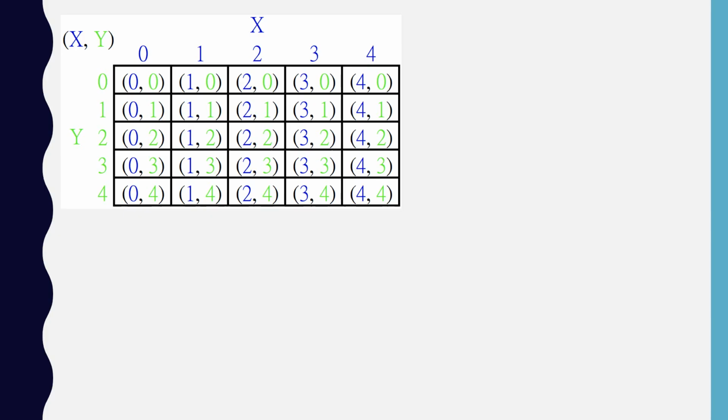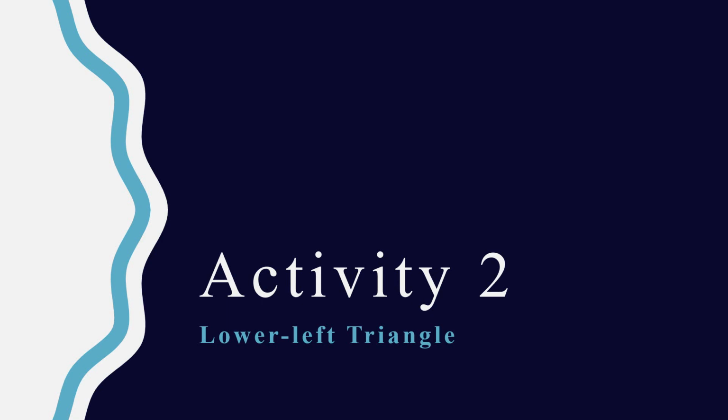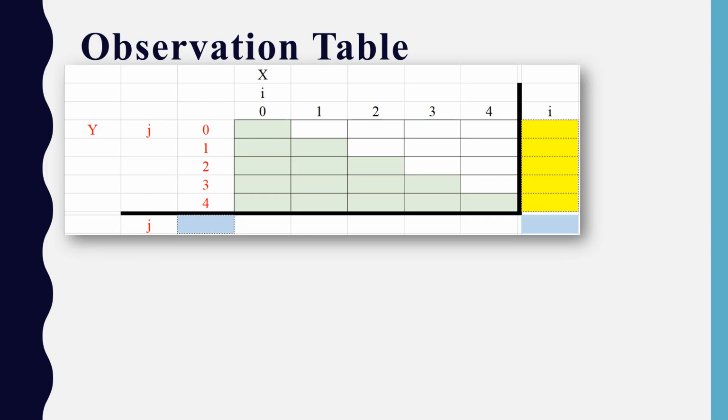First, we guide students to understand the micro:bit coordinates. Then, they can learn to plot a Chinese word 1 on the simulator. Activity 2, lower left triangle. Moreover, we use an observation table to find out the problem regularity.